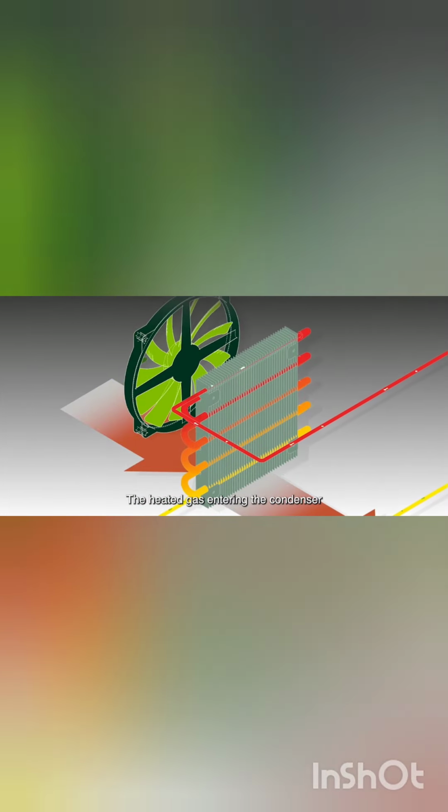The heated gas entering the condenser is cooled by the air circulating around the cooling fins. When the gas has cooled down to approximately 20 degrees C, it begins to liquefy. It is then in a liquid state, but it still contains gas constituents at the condenser outlet.